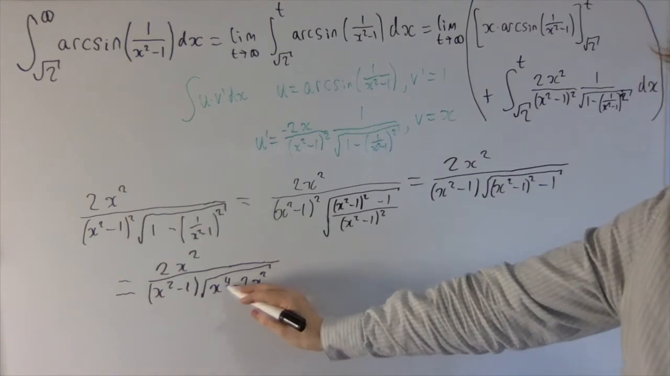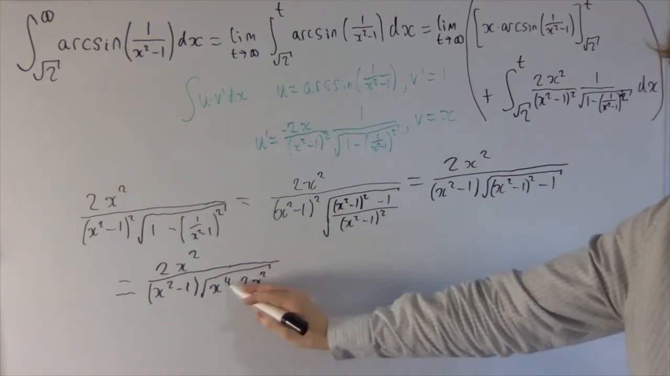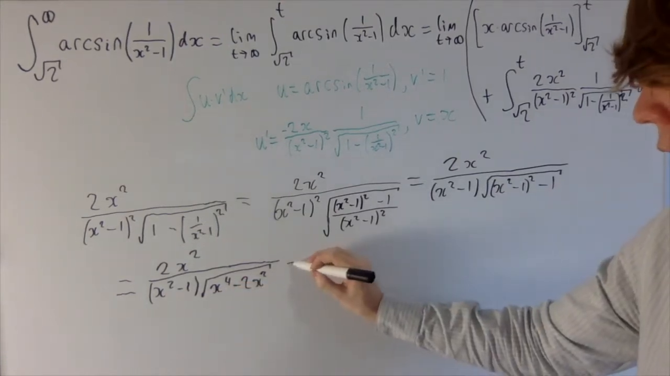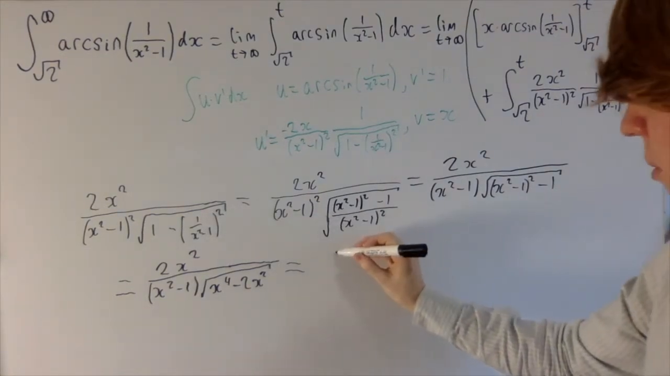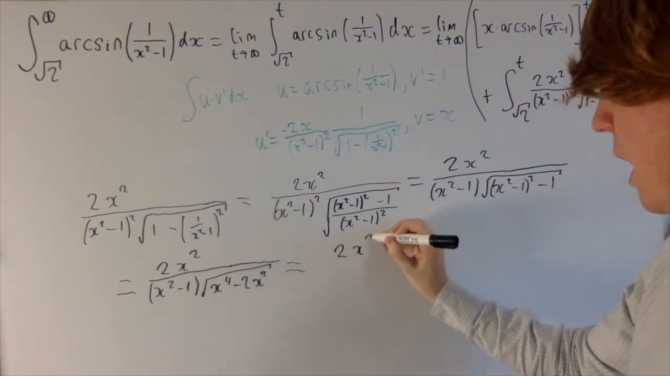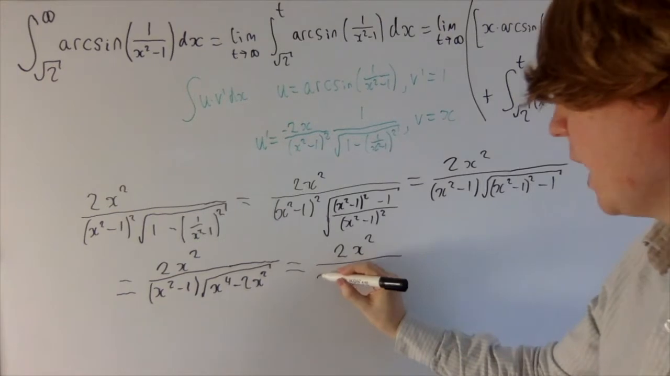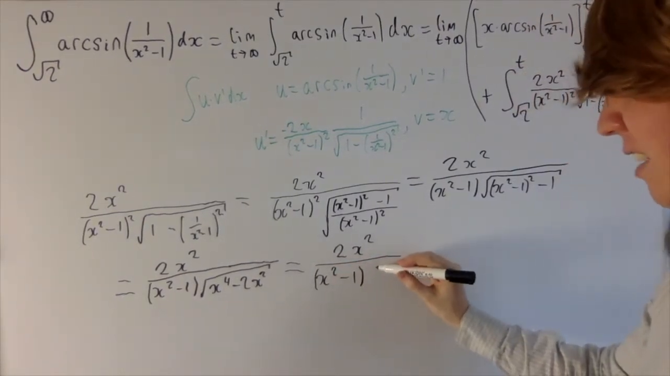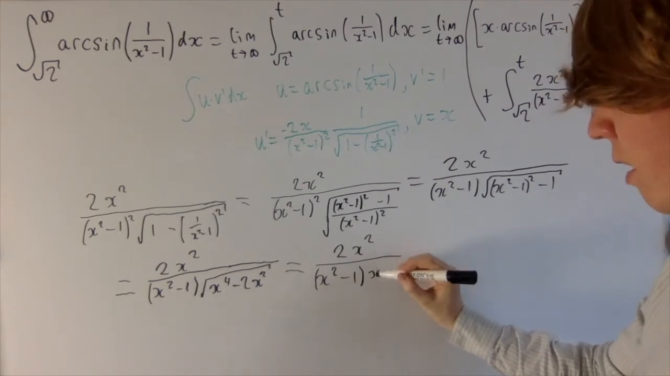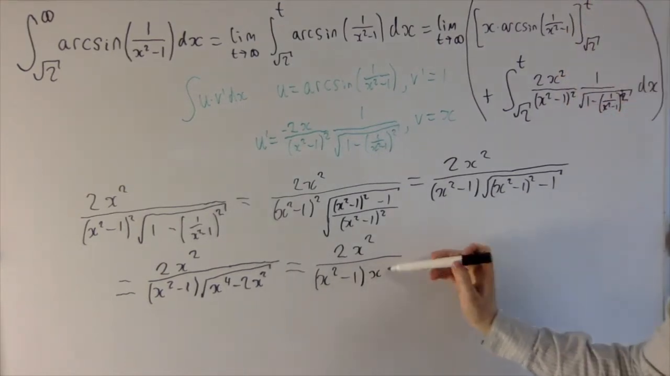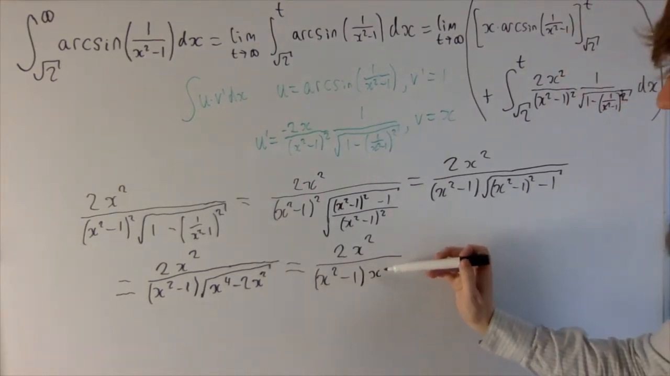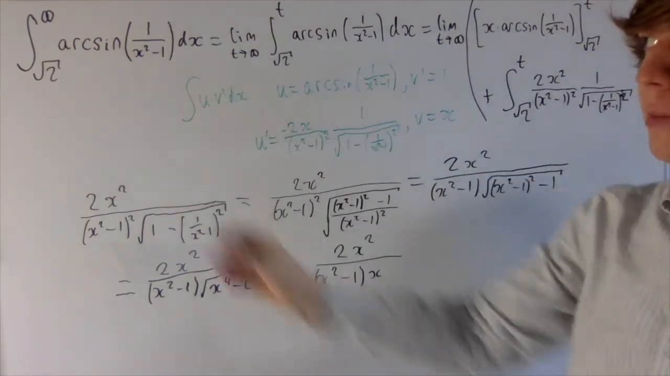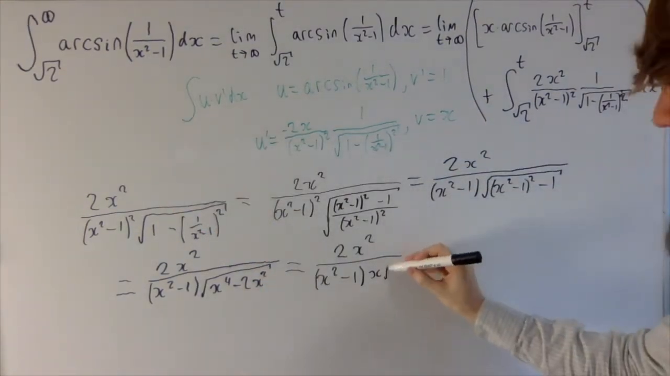And here we could take out this factor of x squared, which is common to both of these terms. Let's do that, see what it gives us. So now we've got 2x squared over x squared minus 1. And then we've got square root of x squared is just x. We know it's definitely equal to x rather than modulus of x because x is bigger than root 2. So this is always positive.